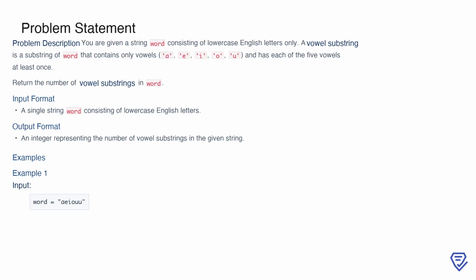word. A vowel substring is defined as a substring that consists only of vowels, specifically the characters A, E, I, O, and U. However, there's an additional condition: the substring must contain each of these 5 vowels at least once. The input to the problem is a single string word composed of lowercase English letters, and the output is an integer representing the count of such vowel substrings. This means our goal is to identify and count all substrings within the string that satisfy these conditions.